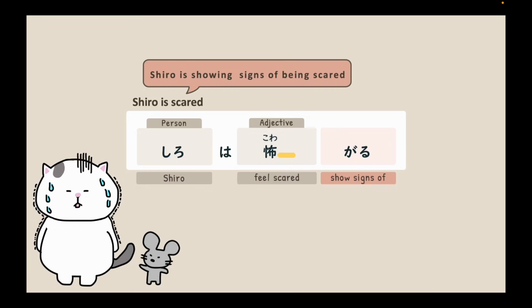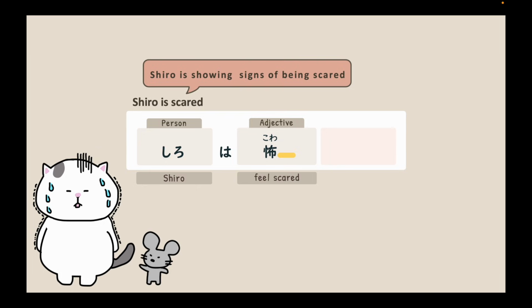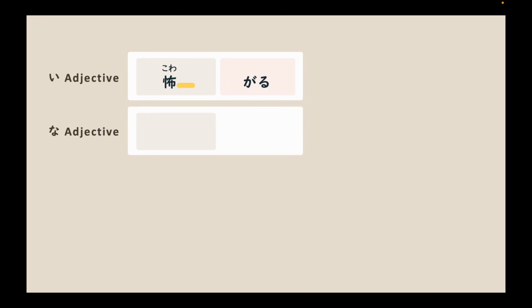Now, when we use the present tense, kowagaru, it means that she shows signs of being scared, instead of she is showing the signs right now. So the present tense, kowagaru, is more like Shiro's usual behavior or her tendency, like she easily gets scared in general. In this situation, Shiro is scared right now at this moment. So it's more natural to say, Shiro wa kowagatteiru. So when we use garu to express someone else's feeling with I adjectives, we drop the final I and add garu, kowagaru.